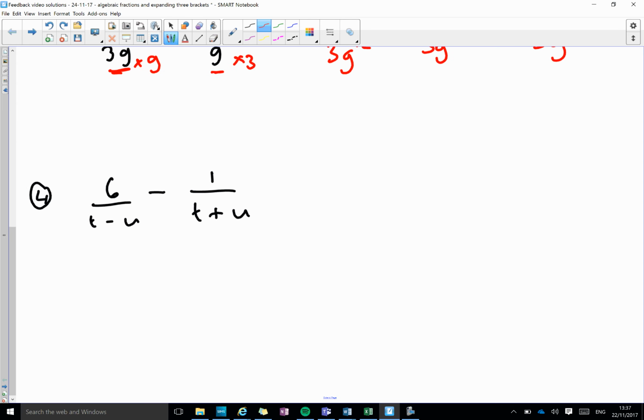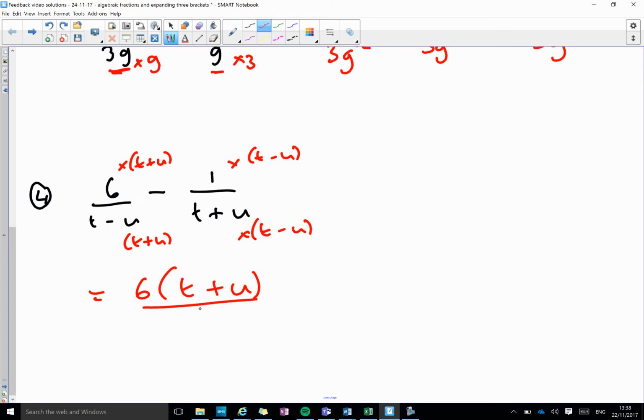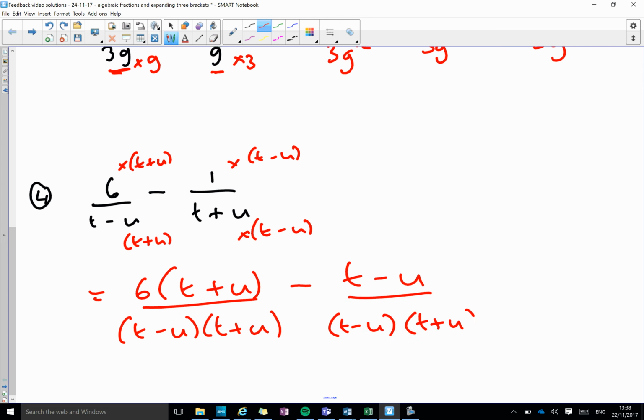And this final, perhaps slightly harder question, the denominators are different. I've got t minus u and t plus u. So I need to multiply this by t plus u, and this by t plus u, and this by t minus u, and this by t minus u. So this would give me 6 lots of t plus u over t minus u times t plus u, minus 1 lot of t minus u over t minus u times t plus u.